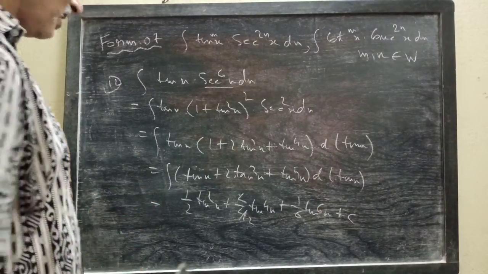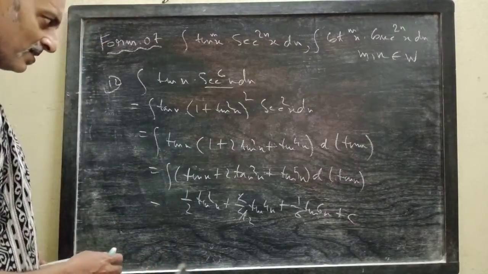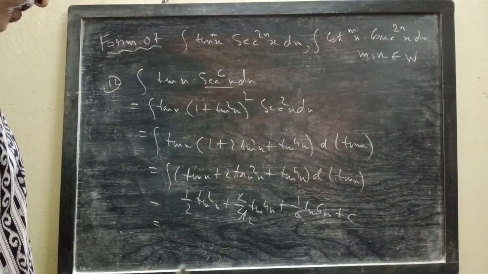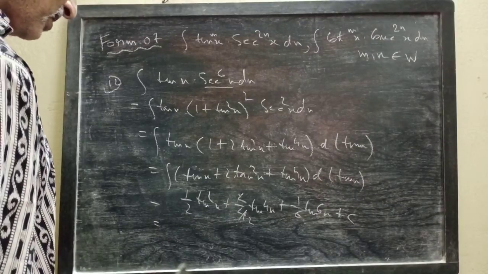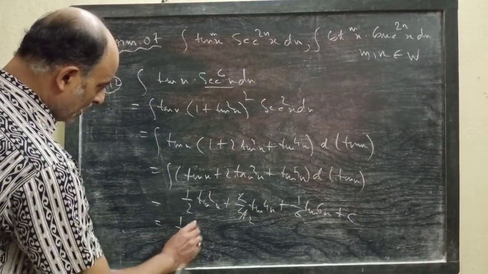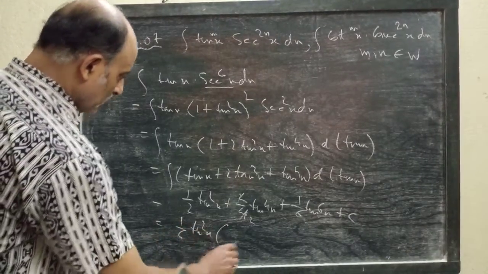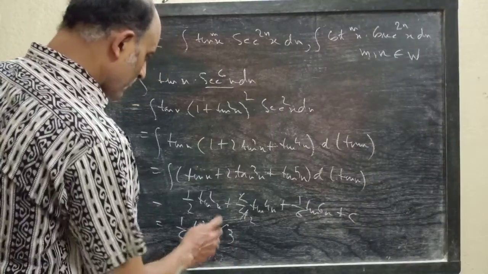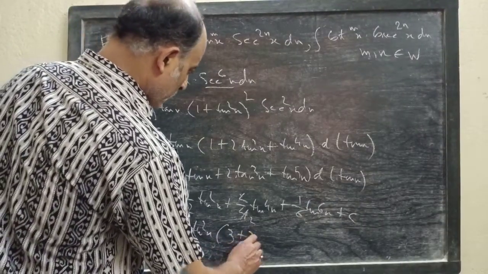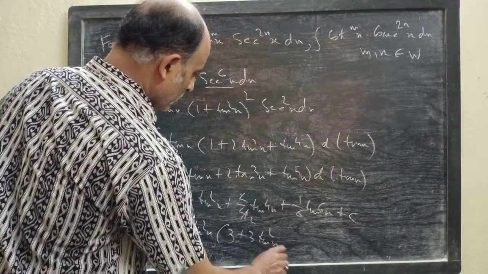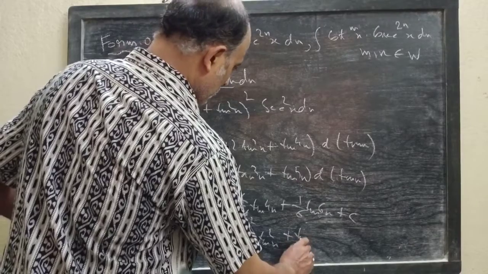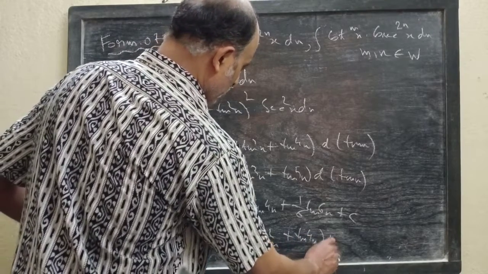This is the answer. Okay, let me shift this into some other form. Let me take common 1 by 6 tan square x. You get 3 from here, you get 3 tan square x from here, you get tan to the power 4x from here.